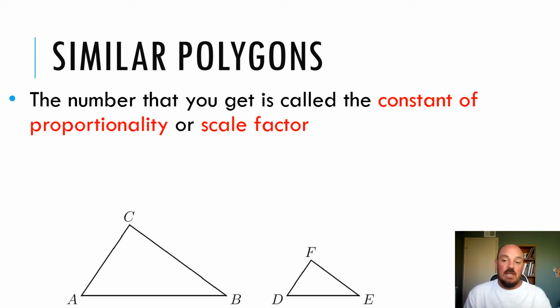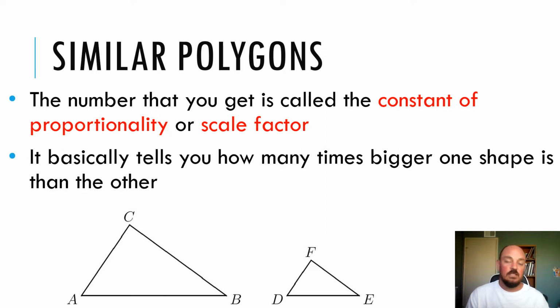Now the number that you get, remember for my made up example I said maybe it's 5. That's called the constant of proportionality or the scale factor. Either one is fine. Some books call it one, some books call it the other. They both kind of mean the same thing. Now basically what it's telling you is how many times bigger one shape is than the other. So like if I'm dividing all sides and I'm getting 5 every time, 5, 5, 5, what I'm really saying is one of the triangles is 5 times bigger than the other.